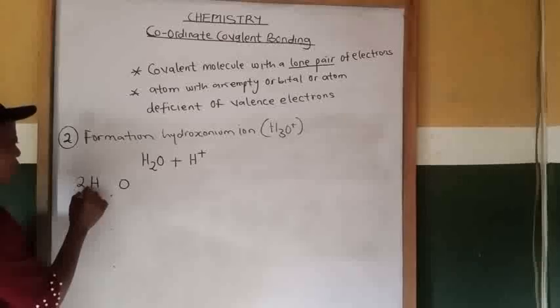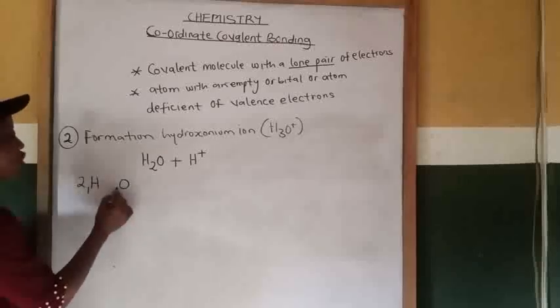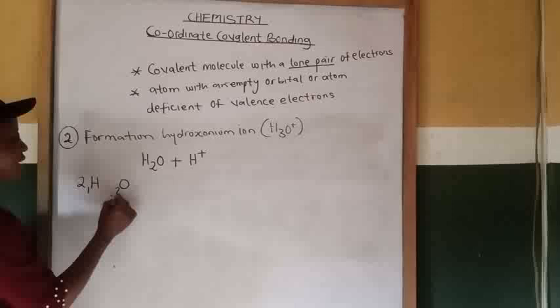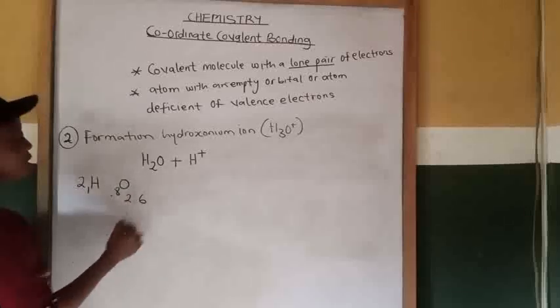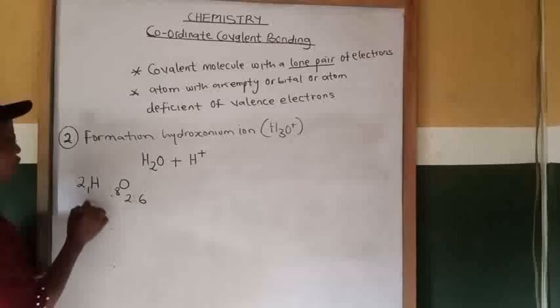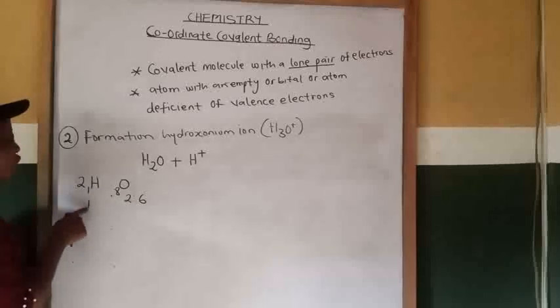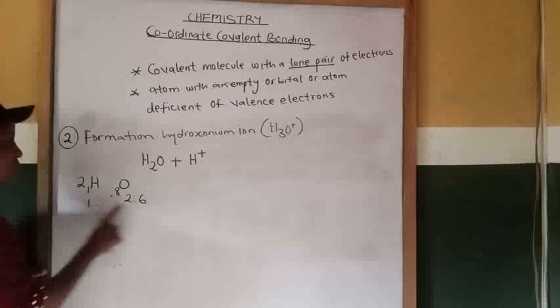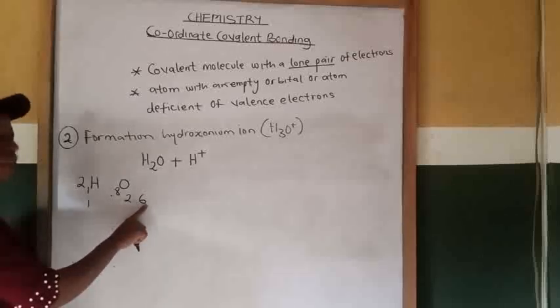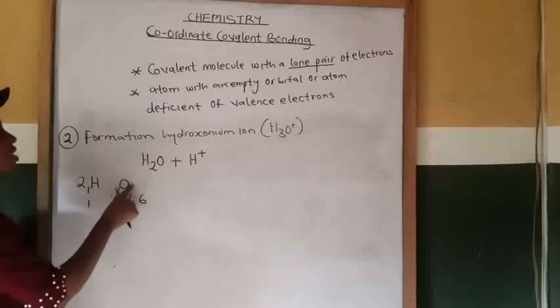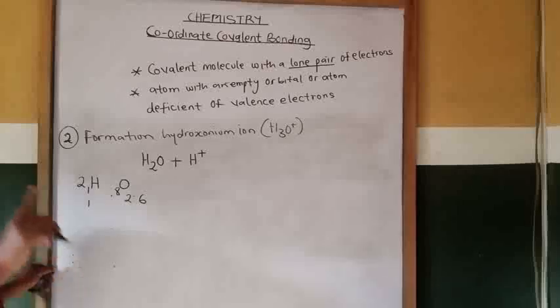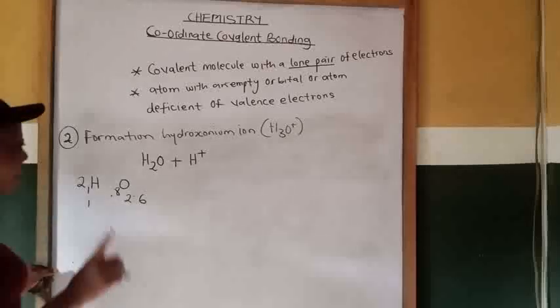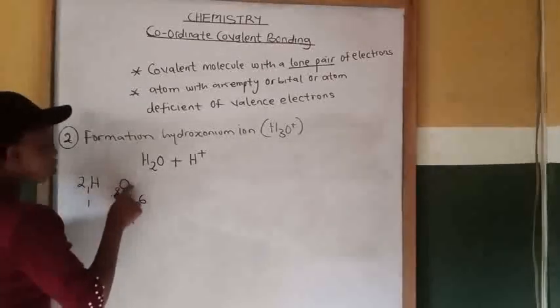Then the atomic number of hydrogen is 1, while the atomic number of oxygen is 8. So the electronic configuration of oxygen is 2, 6, while that of hydrogen is 1. Hydrogen needs just 1 electron to balance, while oxygen needs 2 electrons to complete its octet structure. So oxygen will be the central atom, because the atom that is in the most need of electrons will be the central atom.